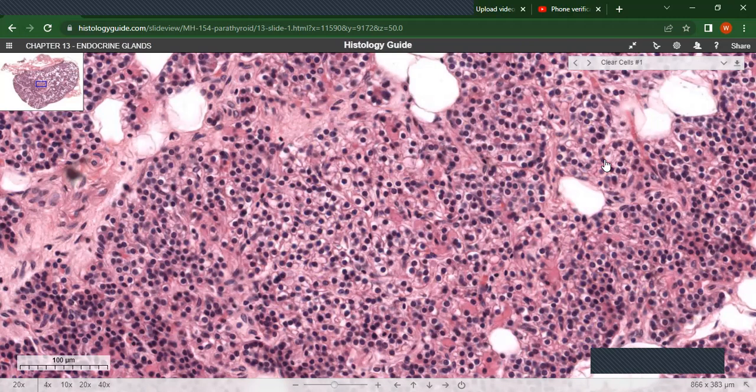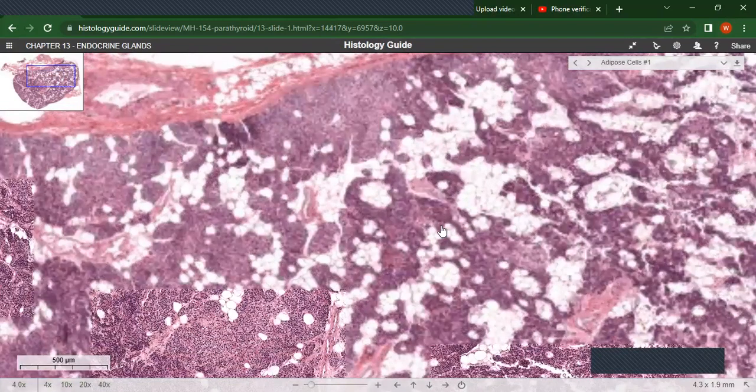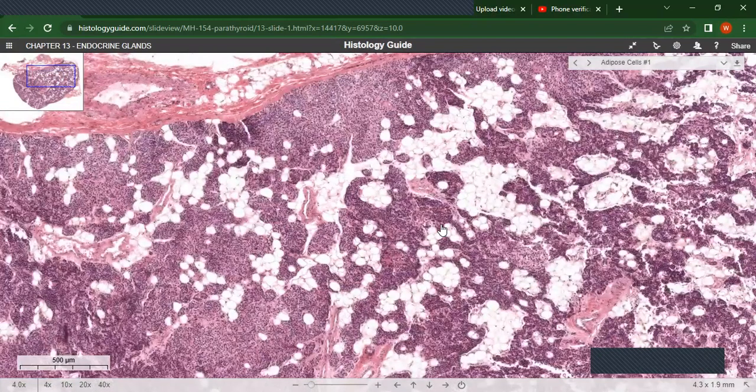Another cell type in the parathyroid is the adipocytes, or the adipose cells. They are very many and they increase with age. As one grows older, the number of adipocytes in the parathyroid gland increases. These are unilocular adipose cells. They contain white fat. You can see them, the white. Also remember the adipocytes produce some hormones such as leptin, adiponectin, and others.